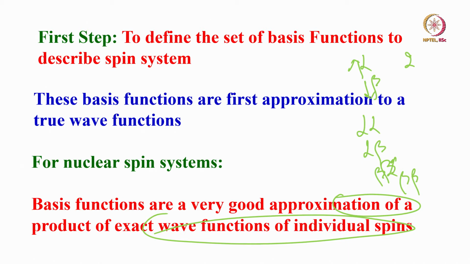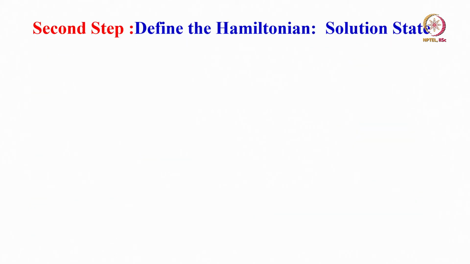What does it mean? The basis set I have chosen is, to a very good approximation, nothing but the exact wave functions of the individual spins. So for 2 individual spins, there are 4 possible combinations of these wave functions. They are nothing but the product functions, the product of the basis functions which you have to choose. Okay.